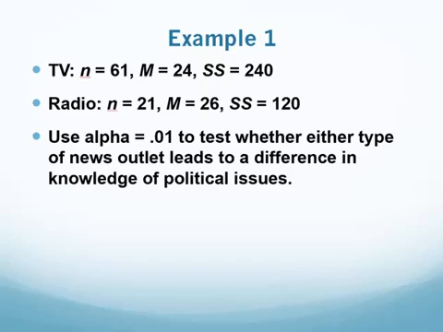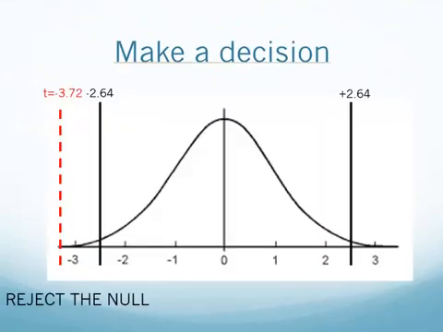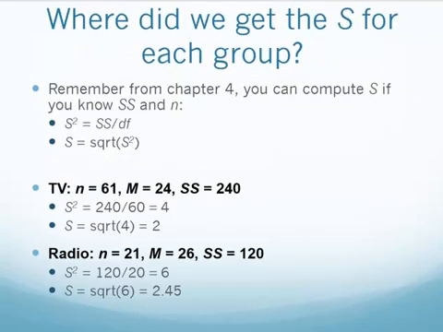So let me go back to where we were. I think go to the next slide. Yeah. So here you have everything you need in the original example to compute the standard deviation, right? If you know your sum of squares and you know your sample size, recall that you can compute your variance by taking the sum of squares and dividing it by your degrees of freedom. Well, for the TV group, the sum of squares is 240, and the degrees of freedom is n minus 1, so 60. If you divide that, you're going to get a variance of 4.